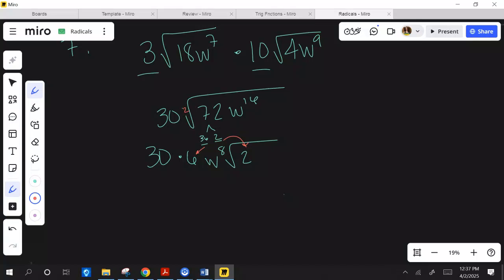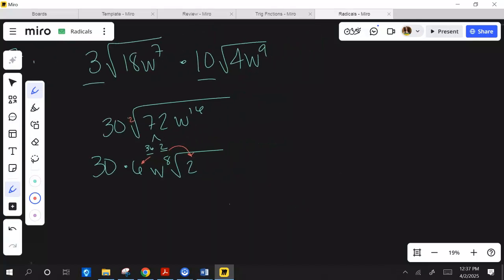Whatever the root is outside. Okay, this 8 is not on the radical. You couldn't add them unless they're like radicals. So like radicals means that the root and the number under the radical is the same.